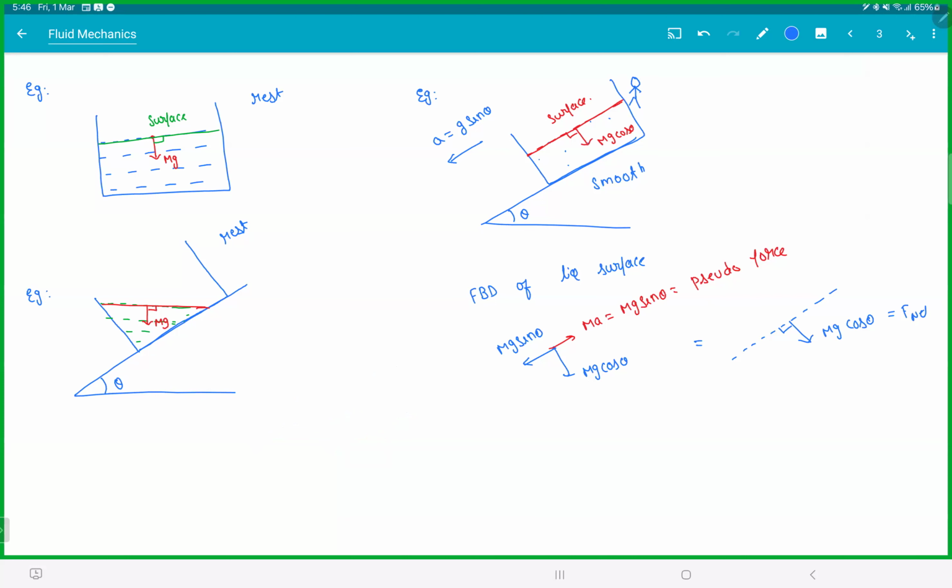Clear with this? Now remember, I taught you only one concept till now. What is the only one concept? If there's external force acting, the total force acting on the liquid surface should be perpendicular to the surface. Clear? Let's see a question on this.